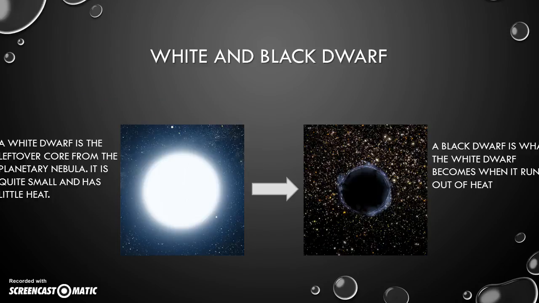Basically, a white dwarf is the leftover core, and it has a little bit of heat, but when it runs out of heat, it becomes a black dwarf.